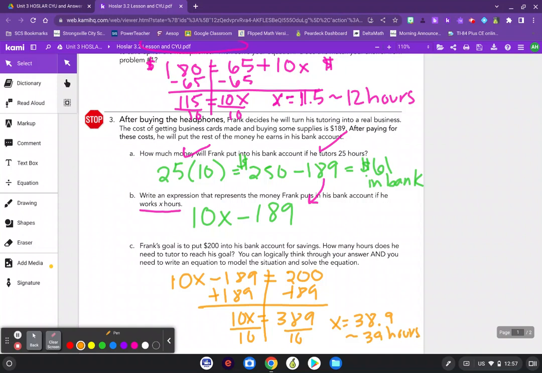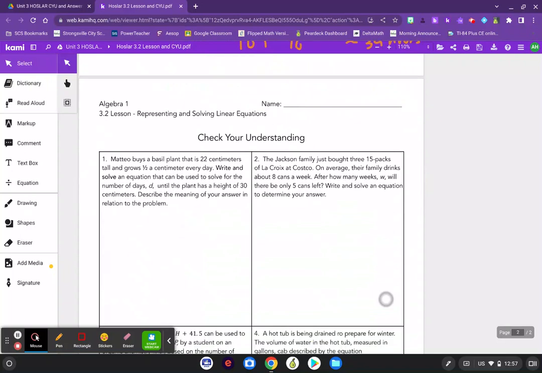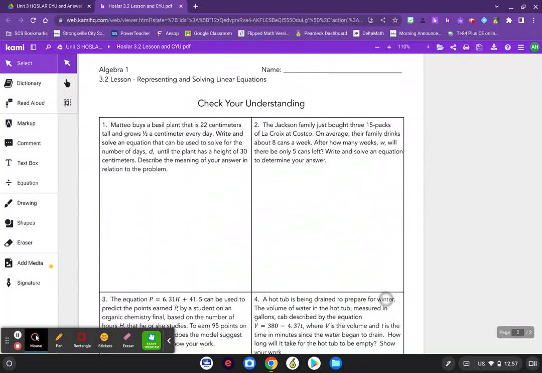That's in addition to the 12 hours from up above. So this is what we worked through in class. Again, we discussed it, we logically thought through some things, and then we used an equation to set up and solve. So if you flip in your packet to the 3.2 lesson, check your understanding.